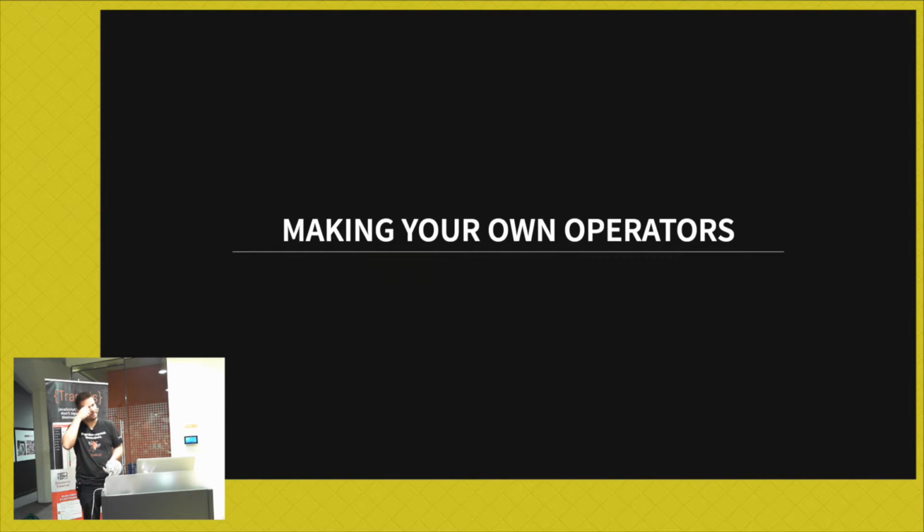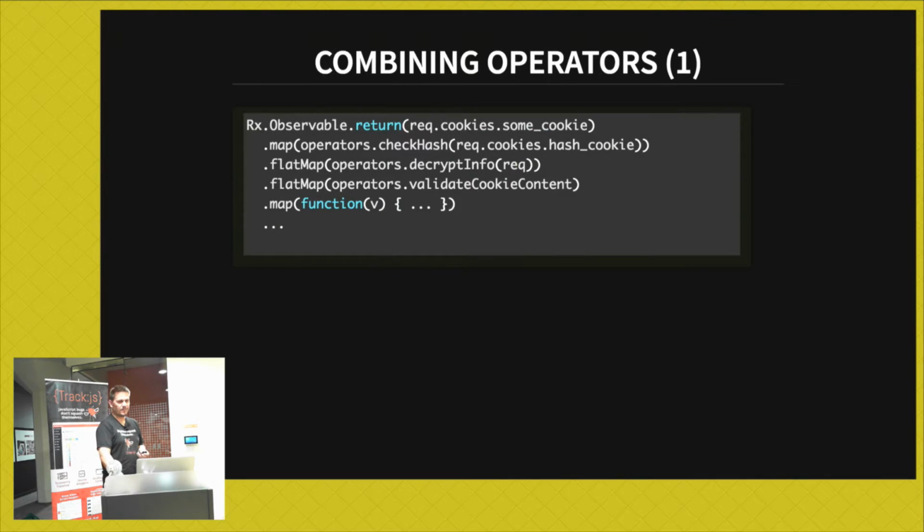Okay, just real quick, how to make your own operators. One thing I ran into is sometimes you start writing code, and this one here is where I have some cookie, and I want to validate it and decrypt it and do all kinds of things with it. So in this case, it doesn't matter really what it is, but I have these 3 steps. I'm checking a hash somewhere, I'm decrypting my cookie, and then I'm validating it. And now I'm writing this all over the place.